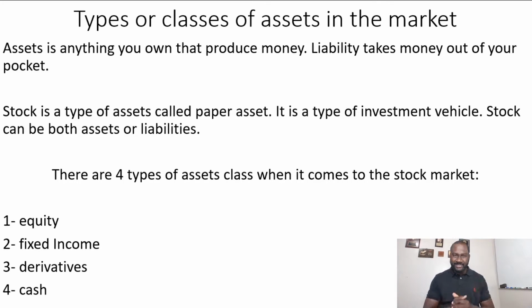An asset is anything you own that produces money. A stock is an asset. A liability takes money away from you. Hopefully you already know what an asset and a liability are, but if you don't, we put the definitions here. A stock is a type of asset.